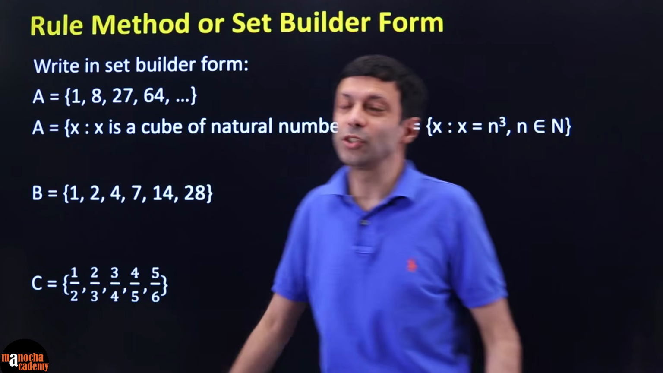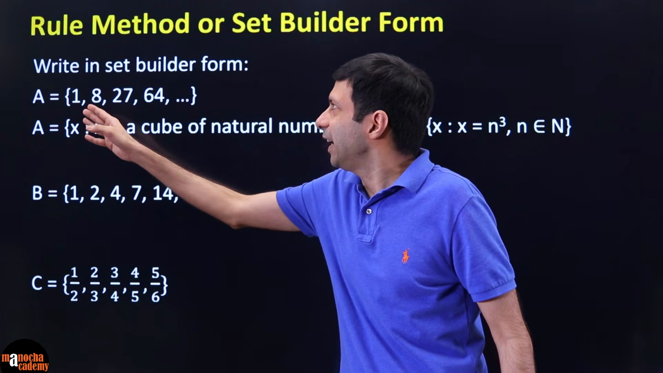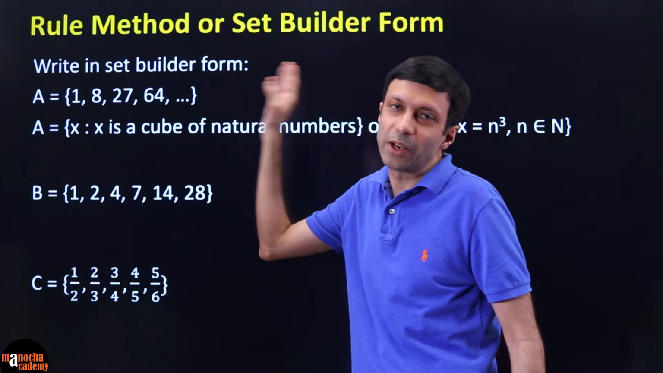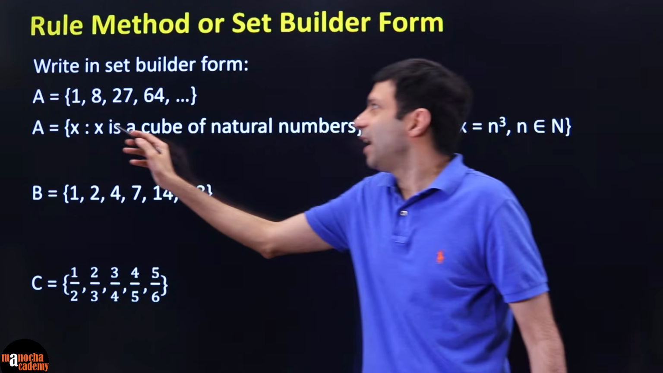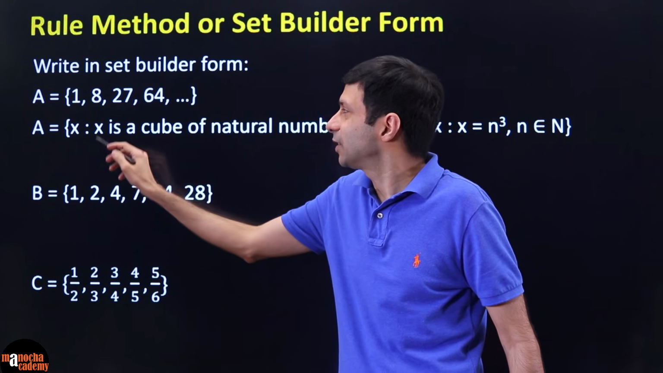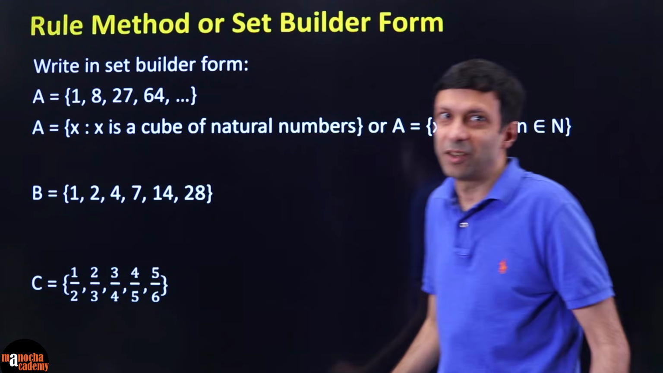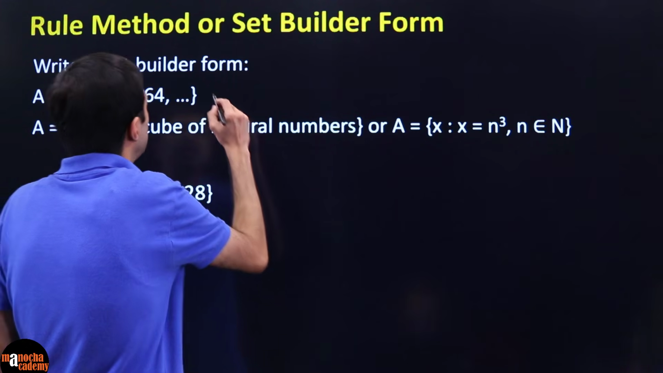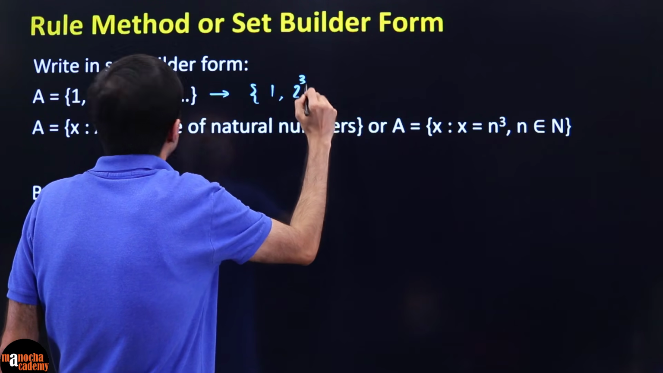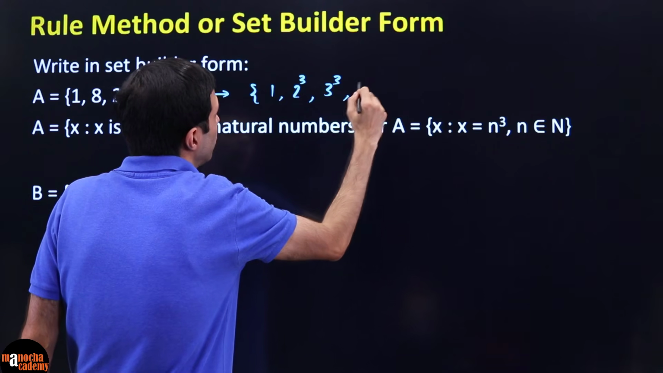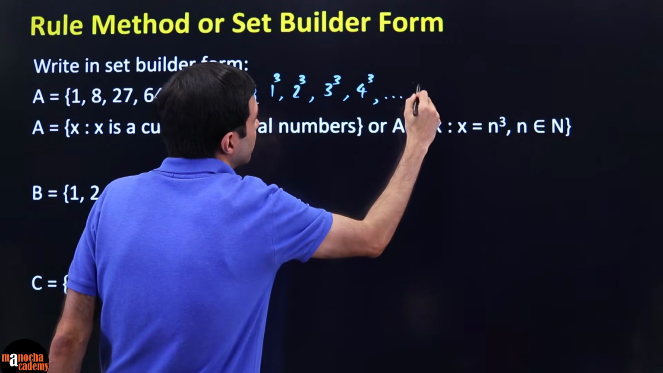Let's practice some questions on the rule method or set builder form. For example, you're given a set A is 1, 8, 27, 64 and so on. How will you represent it in set builder form? We can say x such that, remember that colon means such that, x is a cube of natural numbers. Because you can see over here, these numbers are basically 1 cube, 2 cube, 3 cube, 4 cube, and so on.